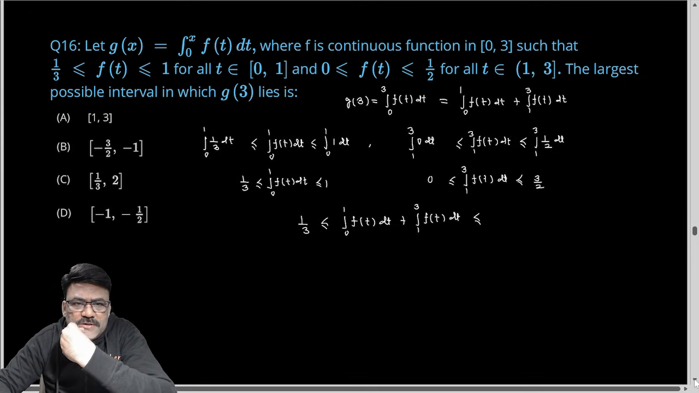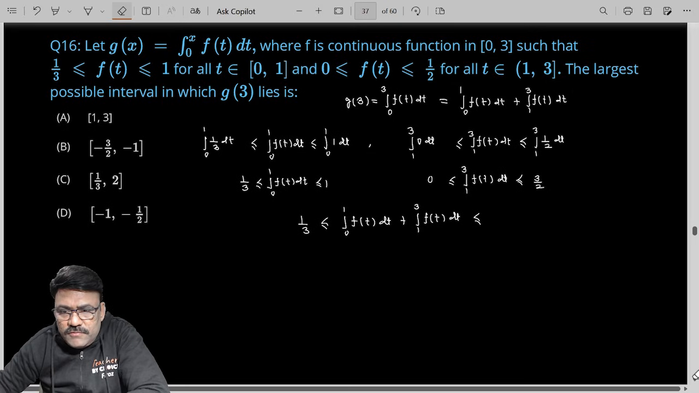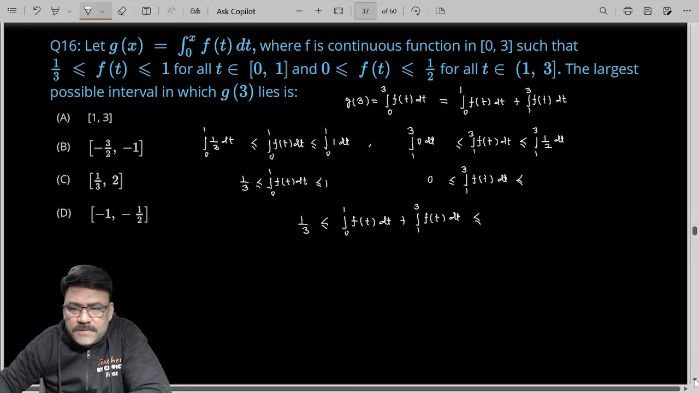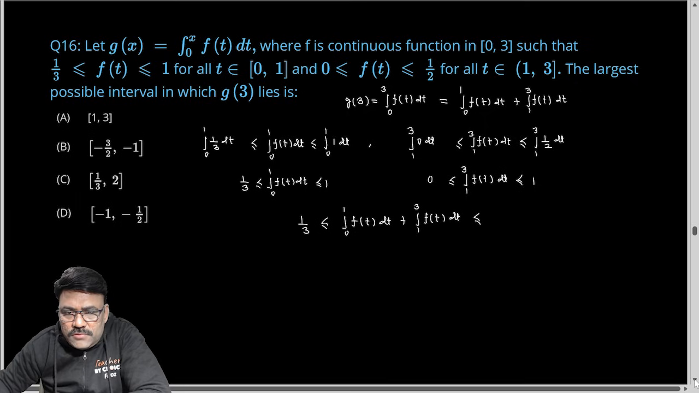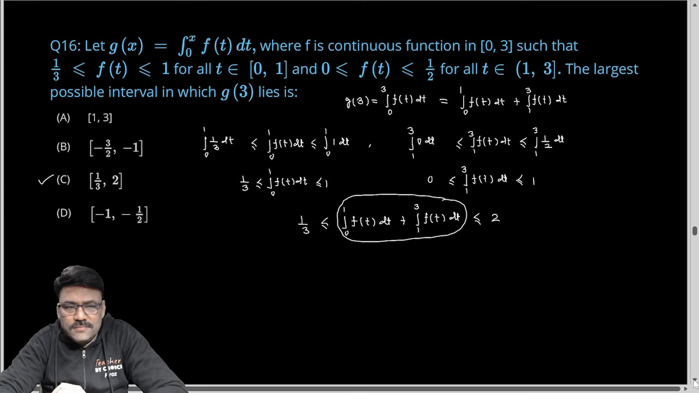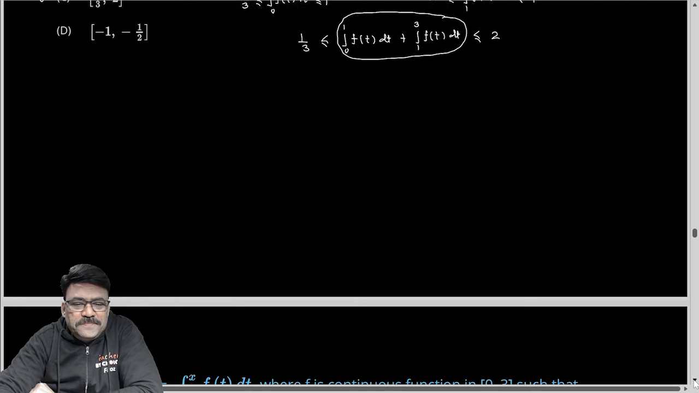In fact, I have done a calculation error here. This will actually be half dt, so it will be 1 actually here. So it is 2. And this quantity is simply G(3). So hence G(3) lies between 1/3 and 2, means option C. Right?